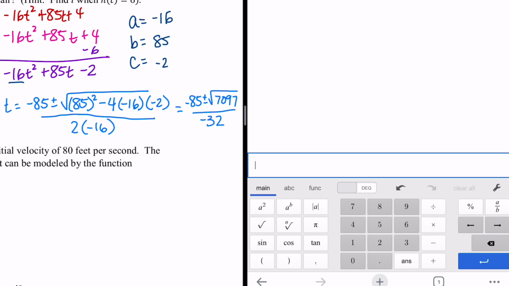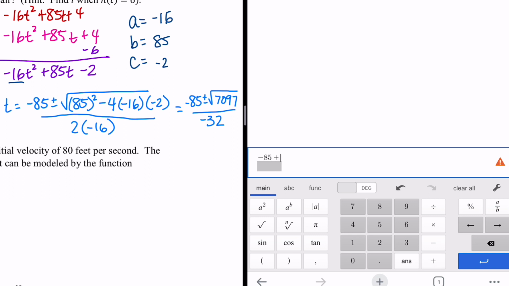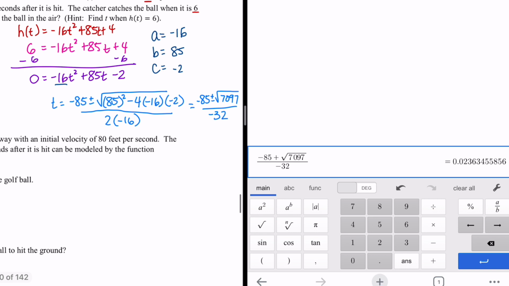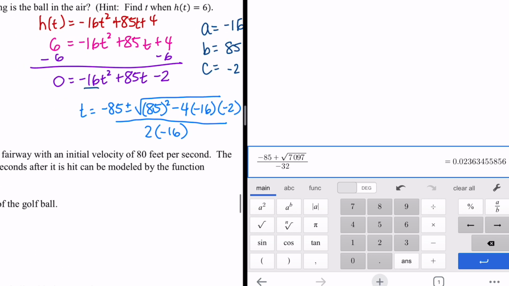Now we're going to type that in. I'm going to clear this. I'm going to hit my fraction key first, and I have -85. I don't have a plus or minus sign, so I put a plus in first. Square root of 7097 all over -32. Okay, so my first answer is 0.02 seconds. So this is going to be instantly after the ball is hit, 0.02 seconds.